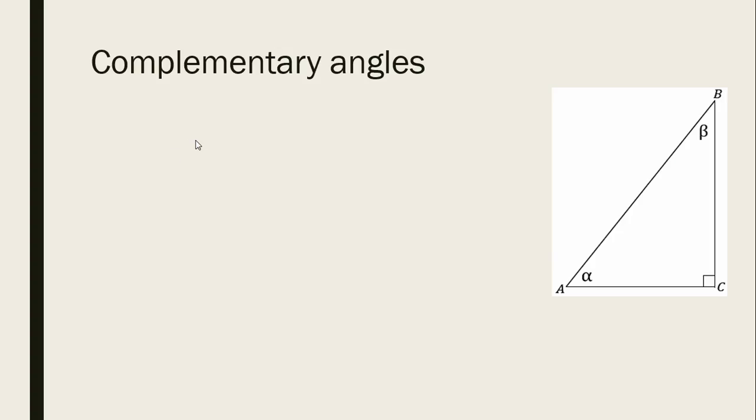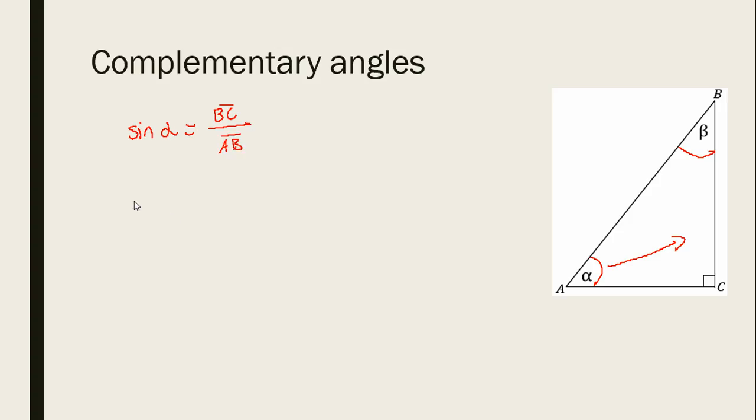Okay, so our final topic is complementary angles. We have an angle here, alpha, and we have an angle here, beta. Now the interesting thing is if we look at sine of alpha, that is equal to the opposite over the hypotenuse. So the opposite of alpha is BC. So that is side BC. And the hypotenuse is AB. So it's the side AB.